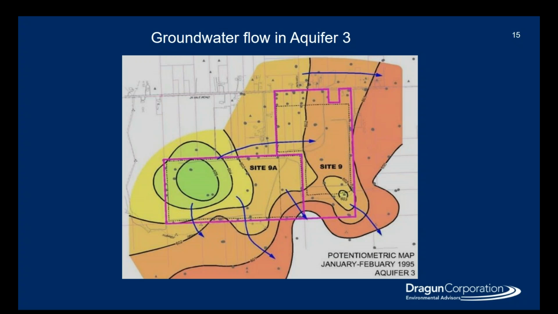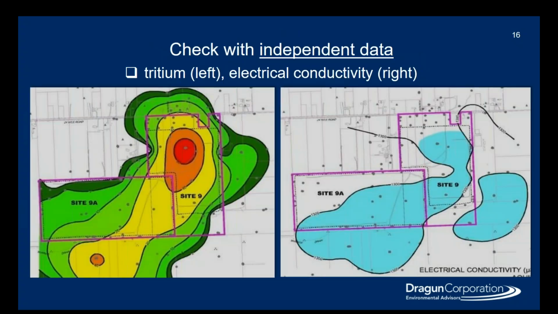But what are some of the ways we could constrain this? Well, on the left, we see a tritium map, and we're going to talk about tritium later on in these webinars. Not today, but later on. And tritium is an isotope of water that occurs naturally, but was also a product of atmospheric testing of nuclear weapons.